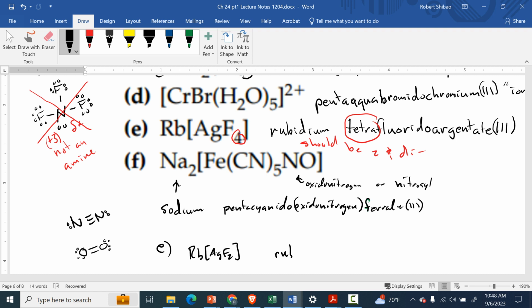And so this would just be rubidium, difluorido, argentate, because the complex is negative. This complex would be -1 because rubidium is a positive one. And the silver would be what charge? This would be Roman numeral 1.